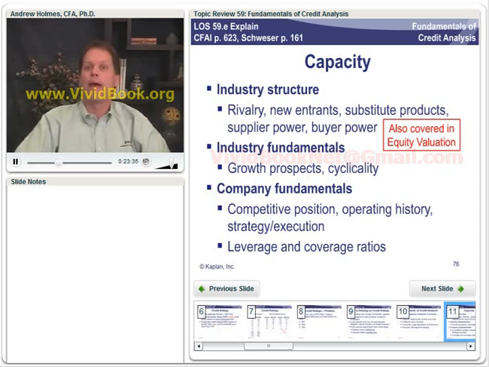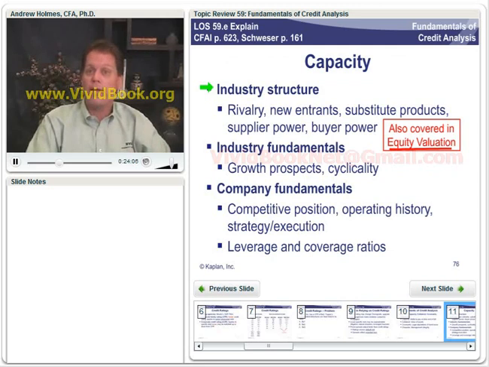So capacity, we're going to think of a number of different important items. One is going to be industry structure. If you read this, you think, let's see, rivalry, new entrants, substitute products, supplier power, buyer power. Have we seen those anywhere else? Well, in fact, we have seen those elsewhere. In the equity section, we talked about Porter's 5 forces, so that's something that you want to know about. Porter's 5 forces describes industry structure or the attractiveness of the industry.